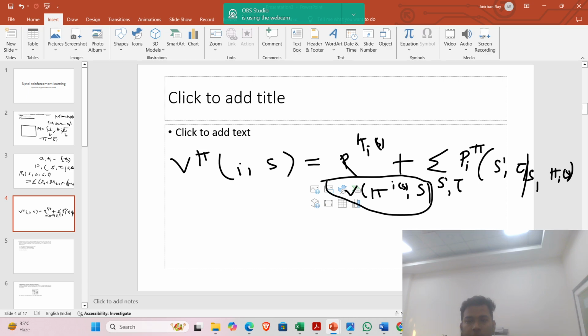For a policy pi I for each SMDP, given a state S, plus you have this summation over this transition probability for policy pi, multiplied by gamma to the power tau, that we have seen in the SMDP formulation. So the V pi I comma S dash. This is what it is.